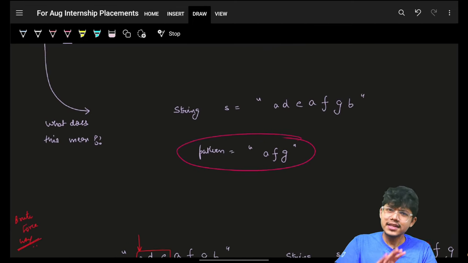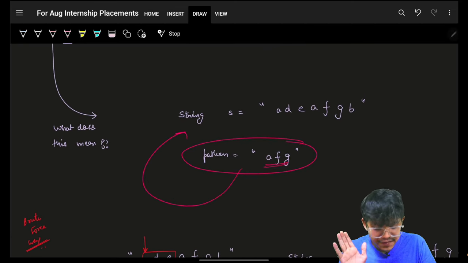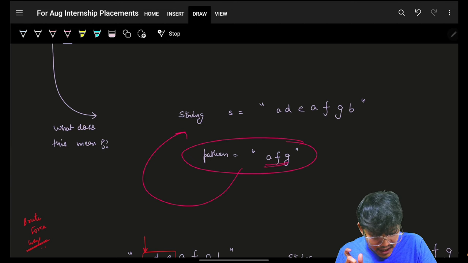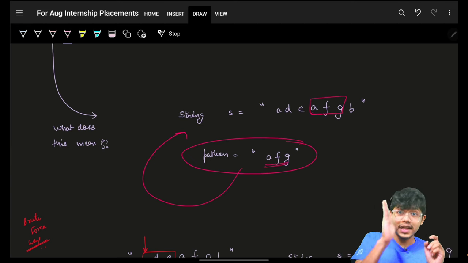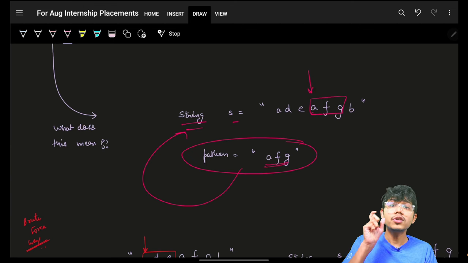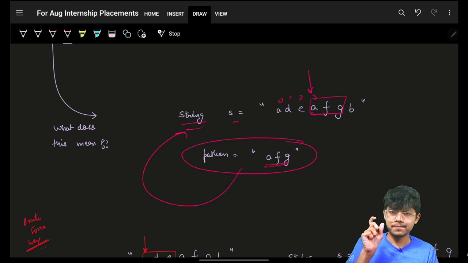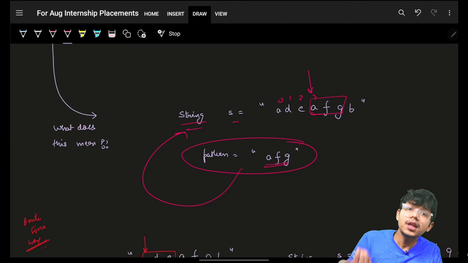Taking the simple example of searching a pattern in our string, if we have AFG, I have to search this AFG. I can easily see the first occurrence of AFG in my string S is at this location. So I have to return the index: 0, 1, 2, and 3. I return the index 3. If I'm not able to find it, I'll simply return minus 1.